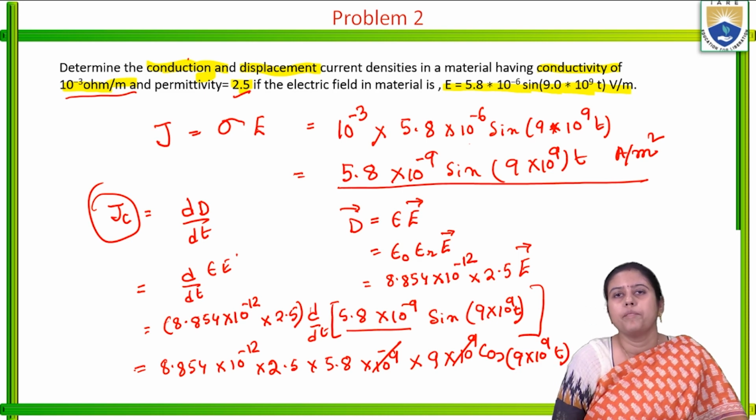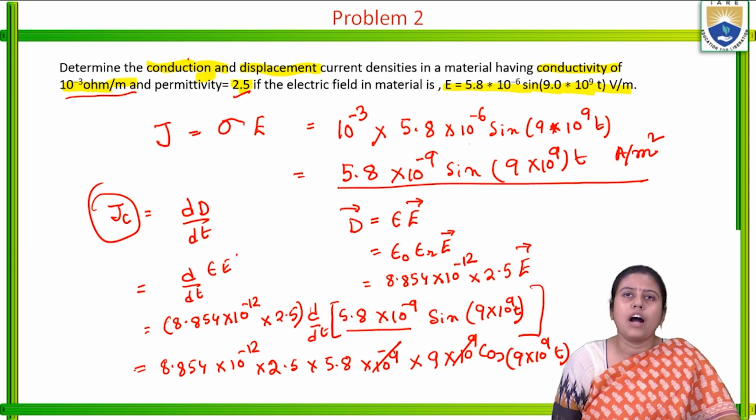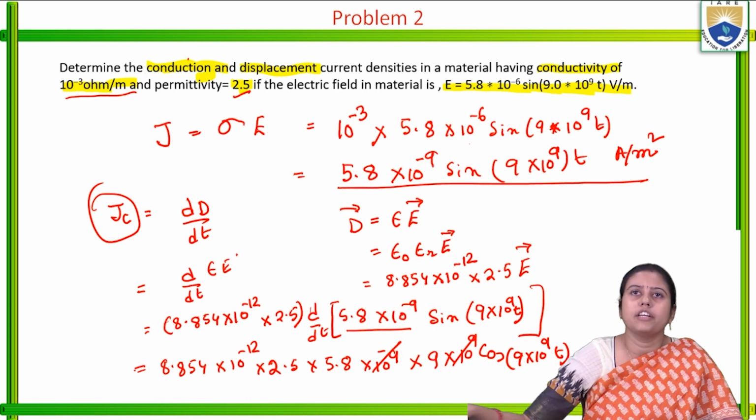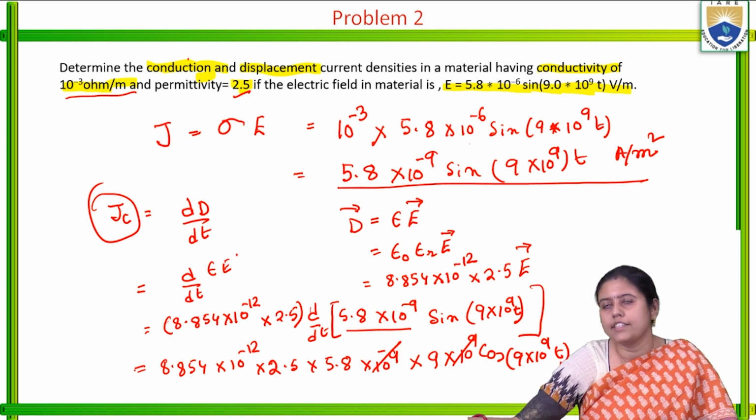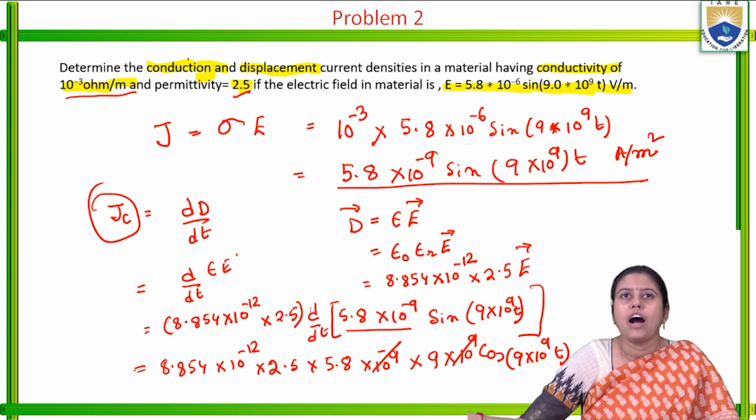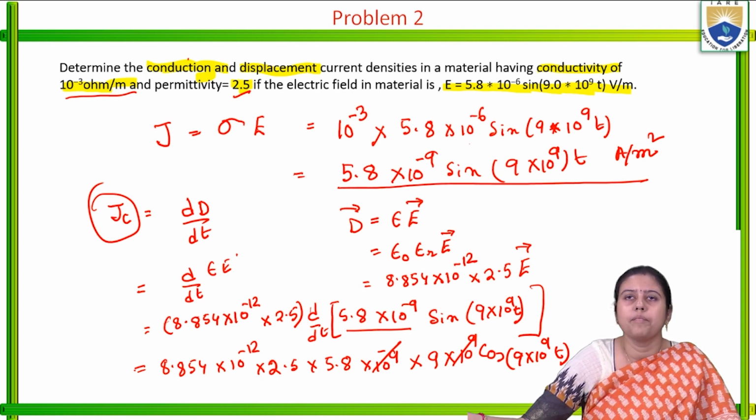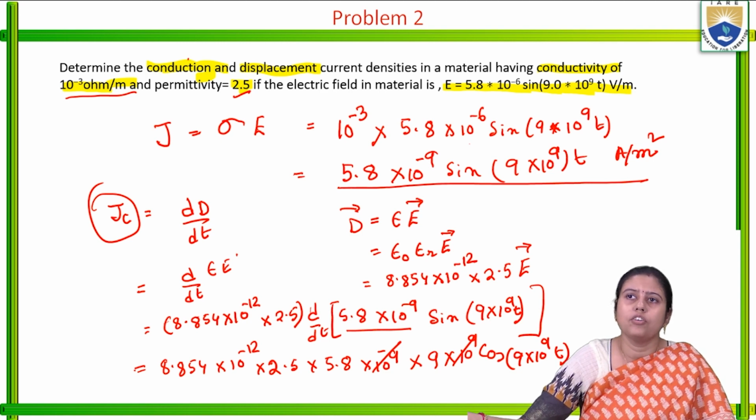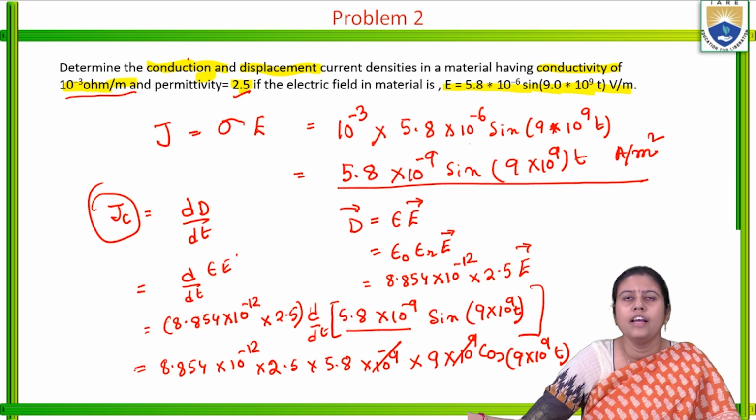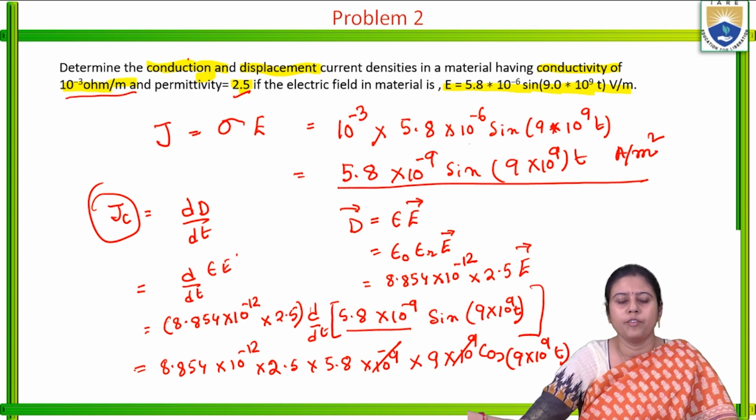So this is the problem number 2. How can we calculate? The calculation of the conduction current is very easy. How to get the conduction current? J equals sigma E. What is sigma? The sigma value is given here. So we write the value of sigma into E, and the E value is given.